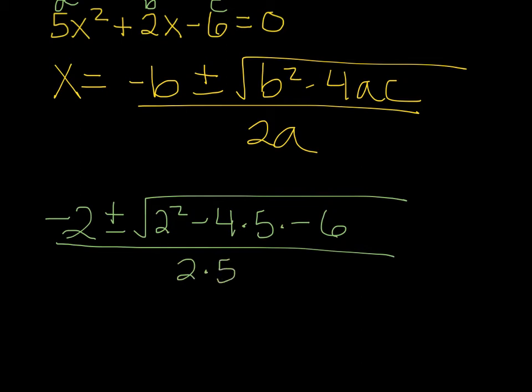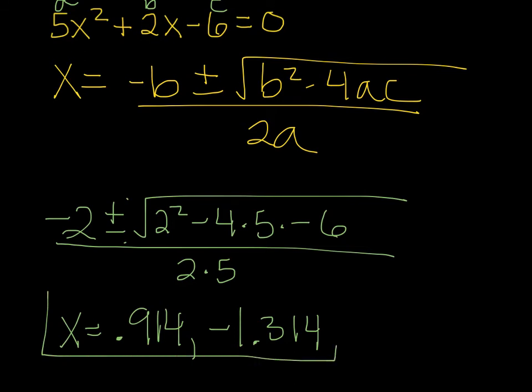And when you punch that in your calculator, and you do it once with the plus and once with the minus, you're going to get 0.914 and negative 1.314 as your x's. So yeah, they're not always pretty. Sometimes you do have to use the quadratic formula.